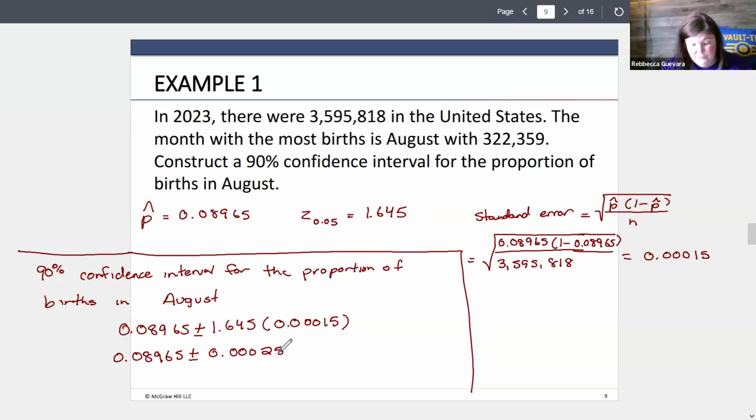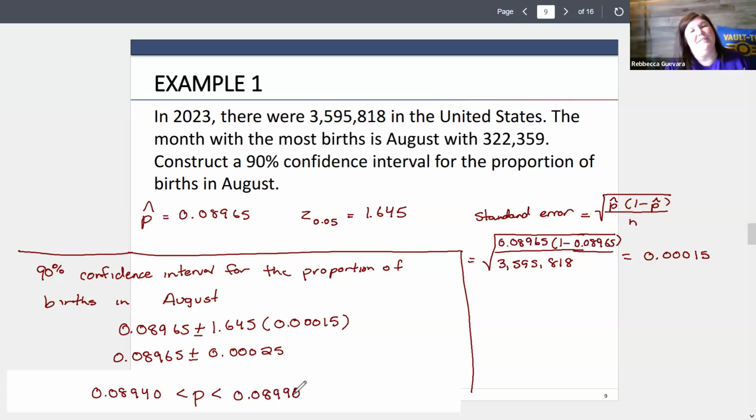All right. So if we add and subtract that margin of error, we're going to get where we're expecting that population proportion to be. So we're looking for p, remember? p is going to be in between 0.08965 minus 0.00025, so 0.08940 is what it's going to be. And then if we add it, it's 0.08990.